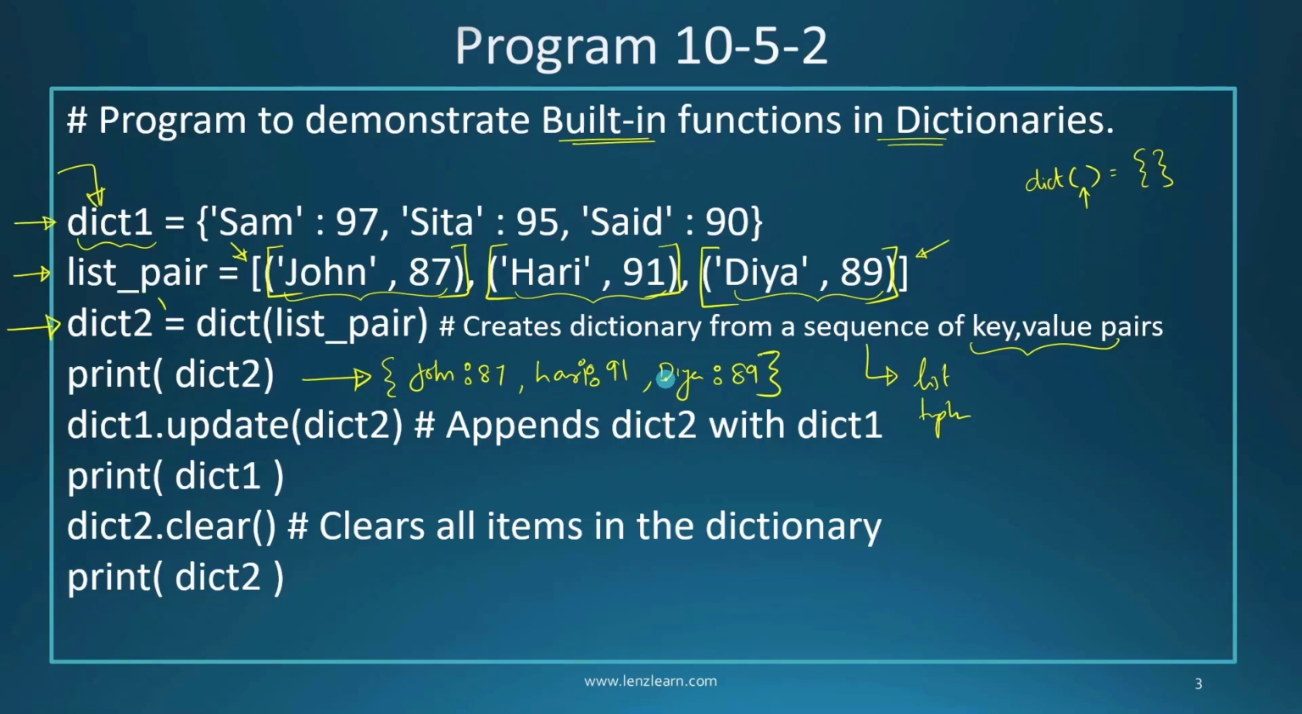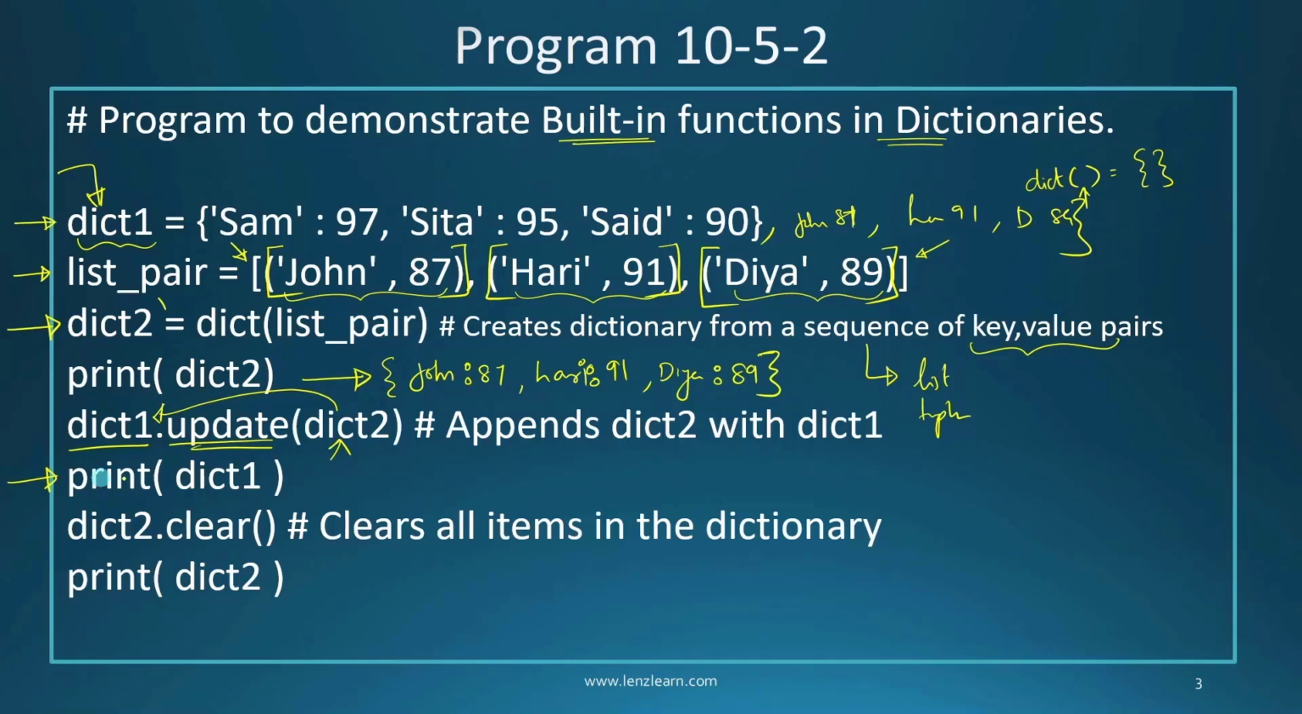Now if you want to combine them or append them or join them together, you can use this built-in function called update. So if you write dict1.update and as an argument you provide dict2, now dict2 will be joined to dict1. Which means after dict1, I'll put a comma, then you will have John 87, then a comma, Hari 91 and Dia 89. So now dict1 will increase in size by joining the values available in dict2 inside of it.